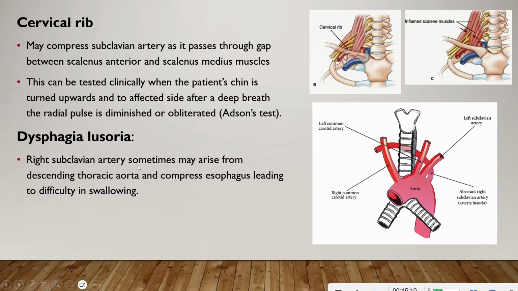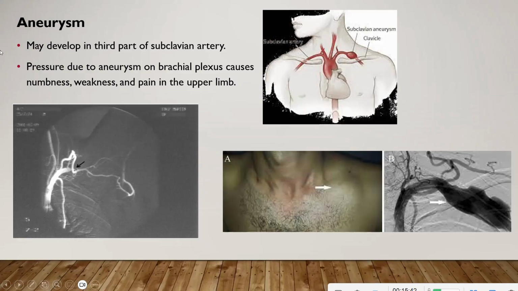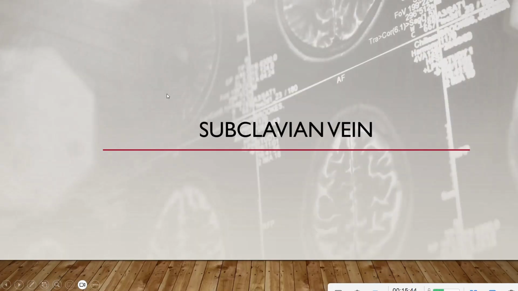Okay, then there is something known as dysphagia lusoria. Here right subclavian artery sometimes arises from the descending thoracic aorta. Okay, so subclavian artery is not arising from here. On the right side, it is arising on the left side. Right subclavian artery is arising on the left side from the descending thoracic aorta, and it will go behind the esophagus. So it will compress the esophagus, leading to difficulty in swallowing, that is known as dysphagia lusoria. Then there can be aneurysm in the subclavian artery.